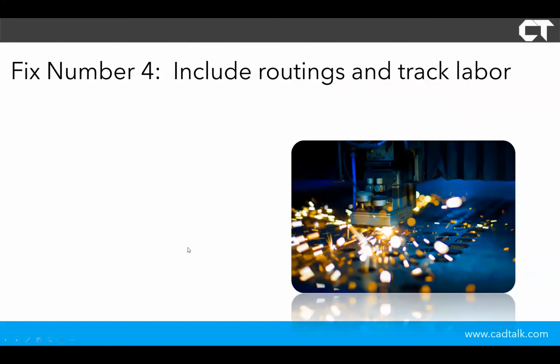Number four, include routings and track labor. As we talked about in the bill of material earlier, the bill of material contains not just a list of parts, purchased or manufactured parts, but also contains labor, right? Sometimes I call it operations, or sometimes it's called the routing, or the path that the particular product needs to make through the shop.